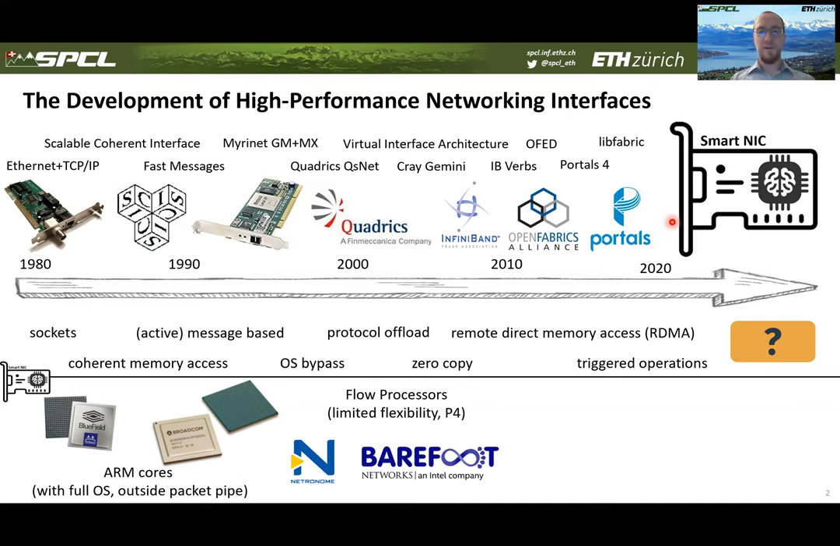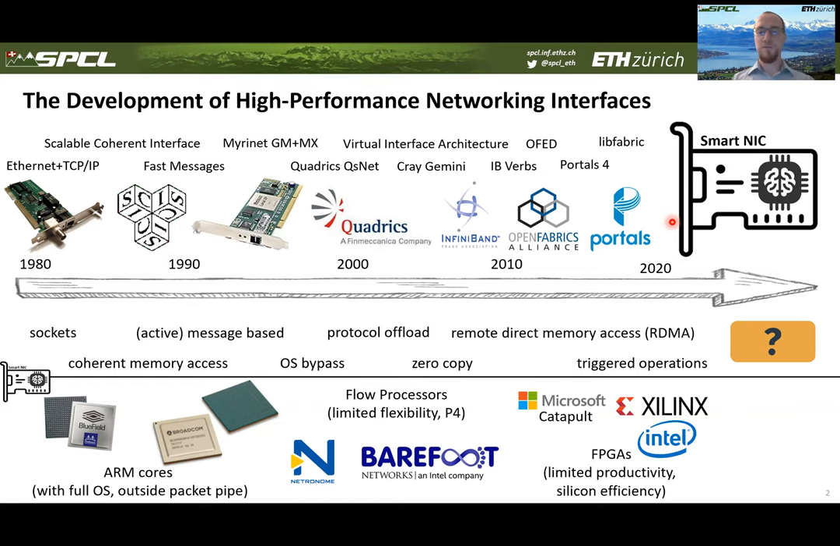Then if we move into the packet processing pipeline on these network cards, we have so-called flow processors that have very limited flexibility, for example, P4, but that can operate at an extremely high bandwidth, like the Netronome and Barefoot devices. And then we have a third category of smart NICs that are enabling fully reconfigurable hardware. For example, the Microsoft Catapult, Xilinx, or Intel FPGA-based systems that have somewhat limited productivity and limited silicon efficiency, but they're of course much more flexible than building a specialized NIC for a special purpose. And they're, of course, programmable, but slightly less programmable than the full operating system ARM cores. But now the question is, what is next?